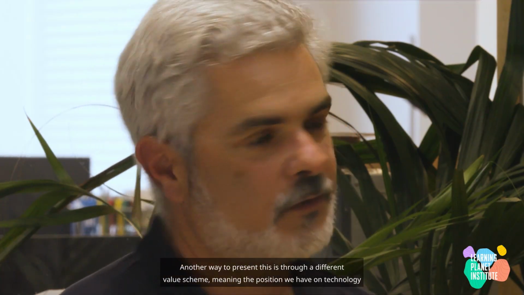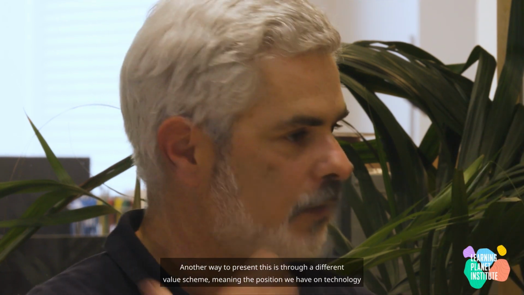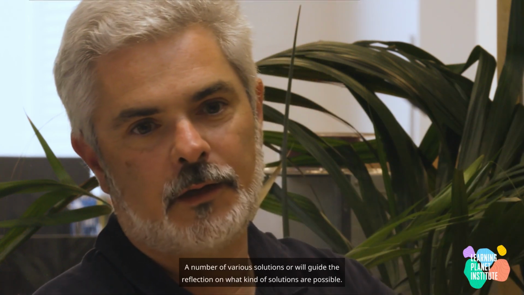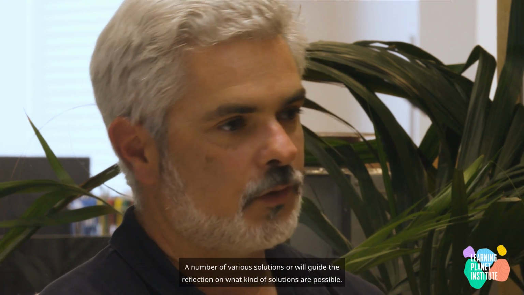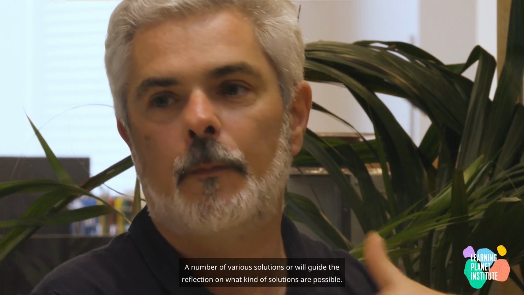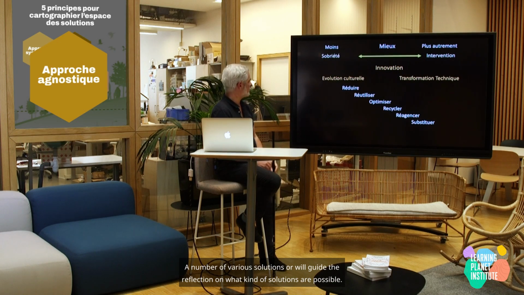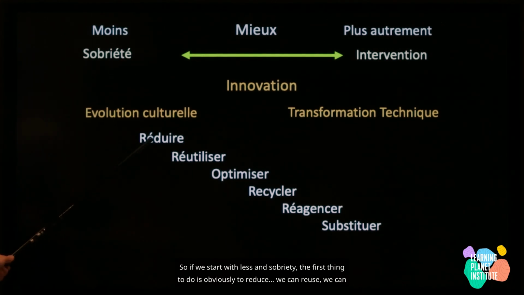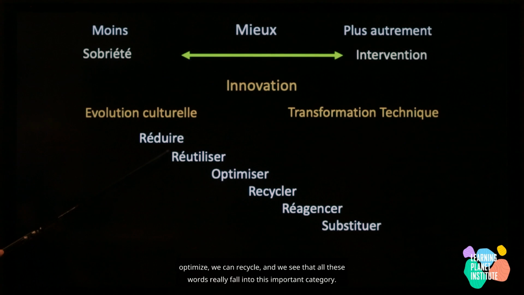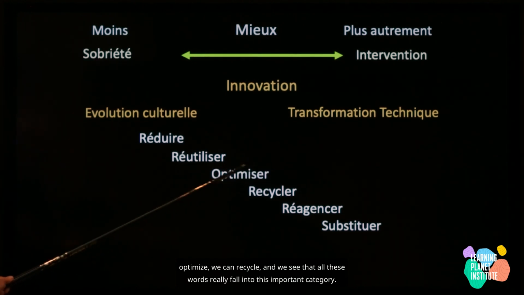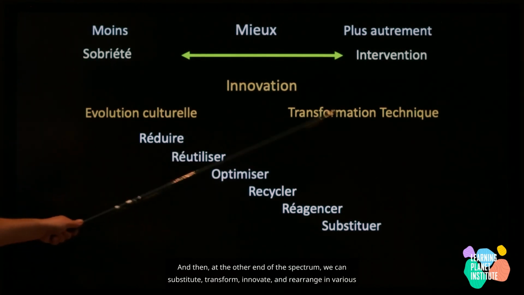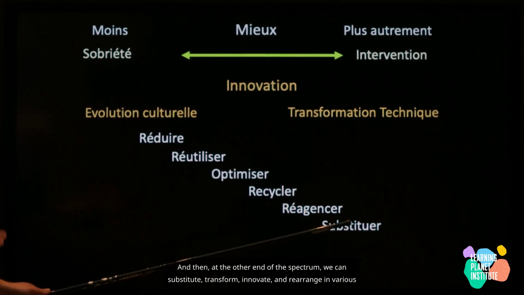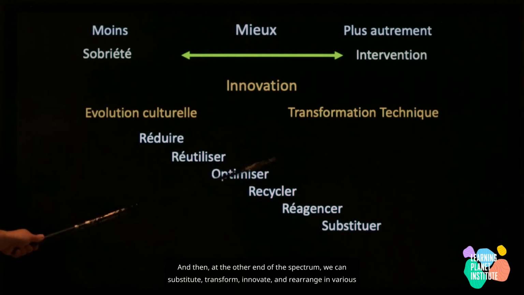Another way to present this is through a different value scheme, meaning the position we have on technology and what it will be capable of doing will indicate a number of various solutions, or will guide the reflection on what kind of solutions are possible. So if we start with less and sobriety, the first thing to do is obviously to reduce. We can reuse, we can optimize, we can recycle. And we see that all these words really fall into this important category. And then at the other end of the spectrum, we can substitute, transform, innovate, and rearrange in various ways.